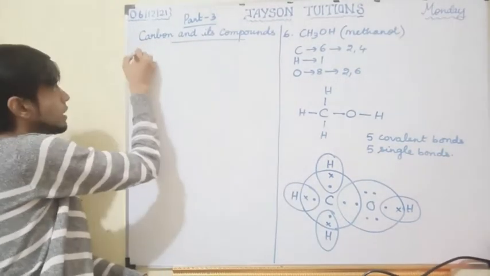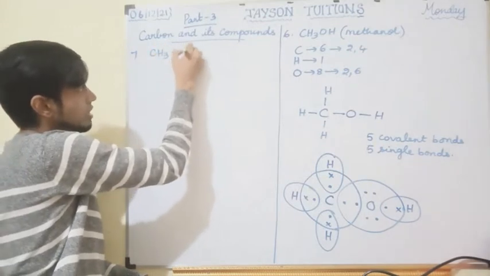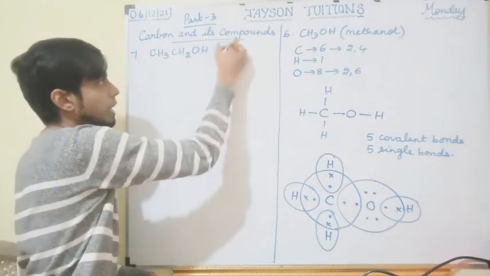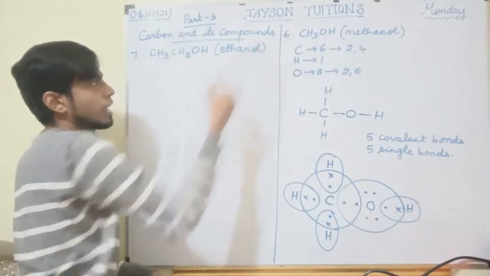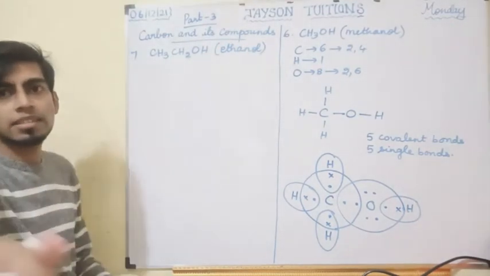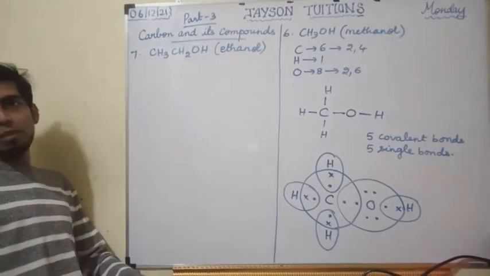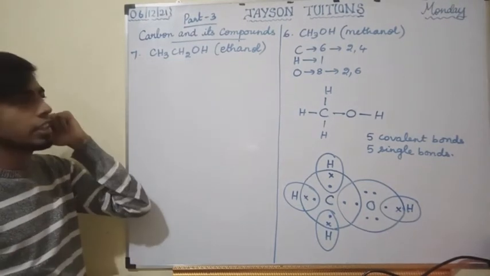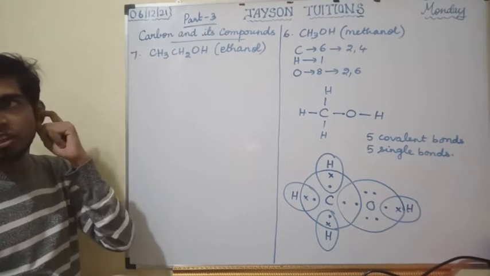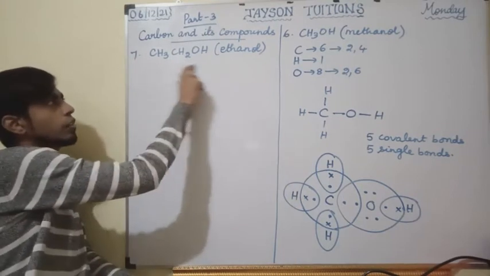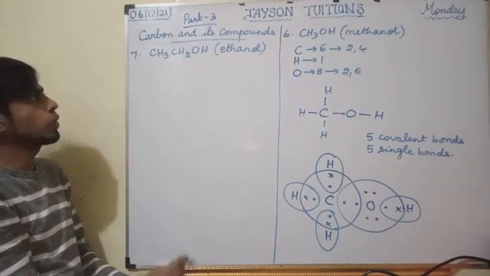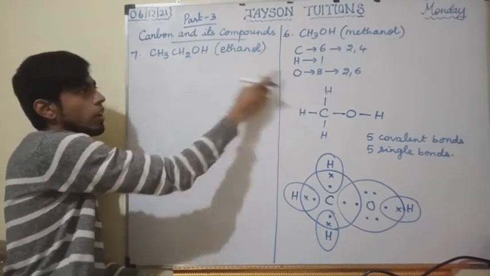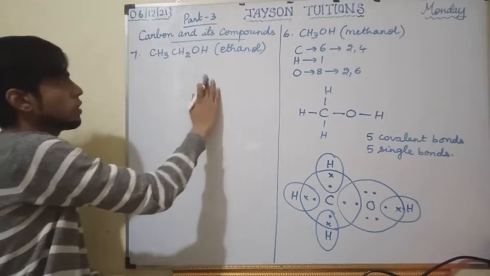The 7th one we are going to draw is CH3CH2OH. CH3CH2OH is nothing but ethanol. Ethanol is a sweet smelling liquid. You would have smelled it in the lab also. Yes or no? It is used in all the alcoholic drinks. Okay, and it is also used for preparing syrups and tonics, medicines. So this is the formula for ethanol, CH3CH2OH. I am not writing it again. For carbon 4 dots, for hydrogen 1 dot, for oxygen 6 dots. So we will directly go to the structure.